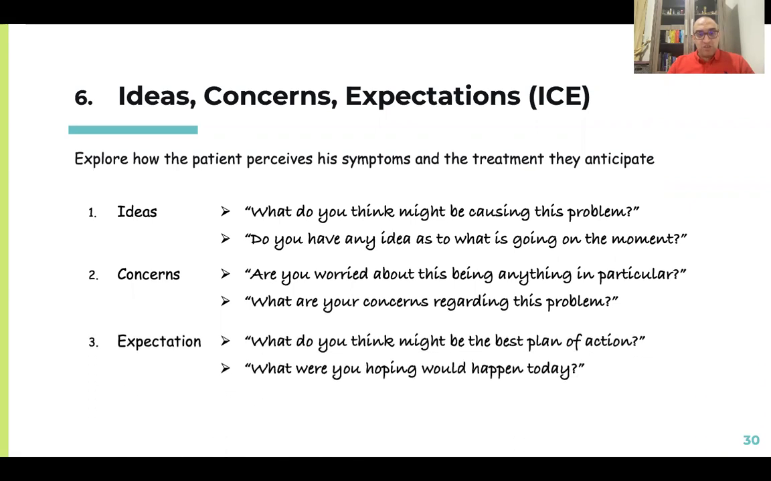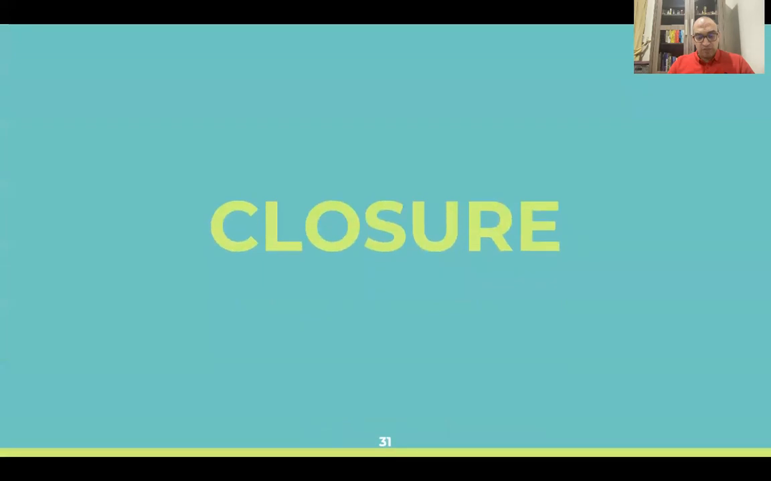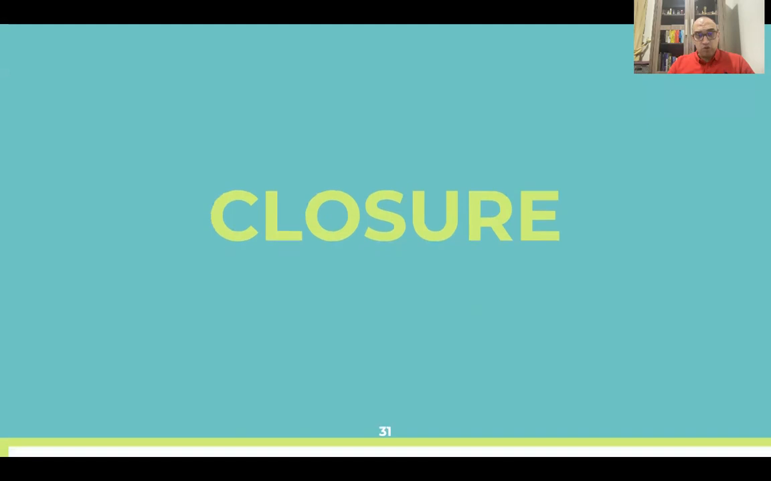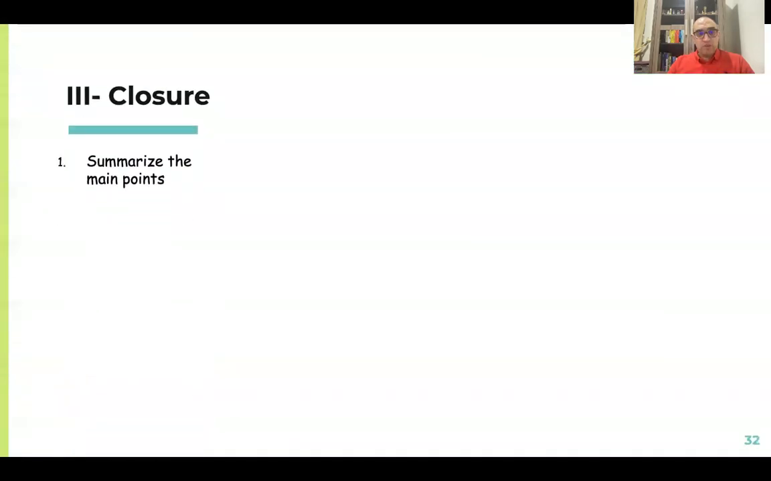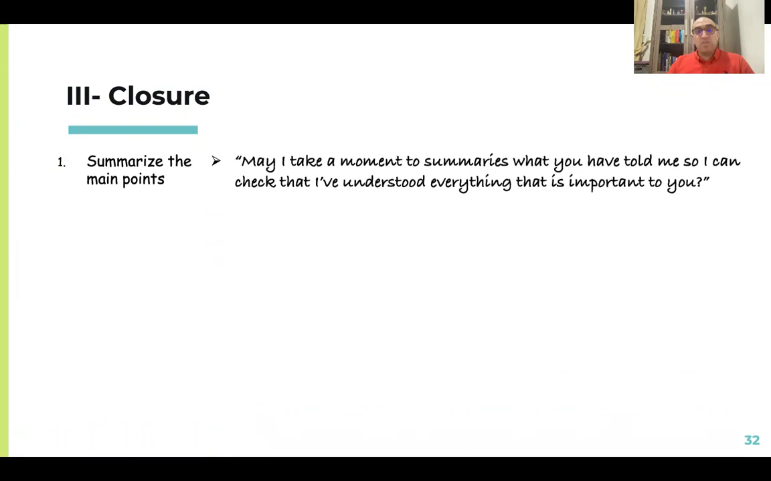For expectation, what do you think might be the best plan of action, and what were you hoping would happen today? At the end of the station, you have the closure, which consists of, first, you need to summarize the main points. May I take a moment to summarize what you have told me so I can check that I have understood everything that is important to you?